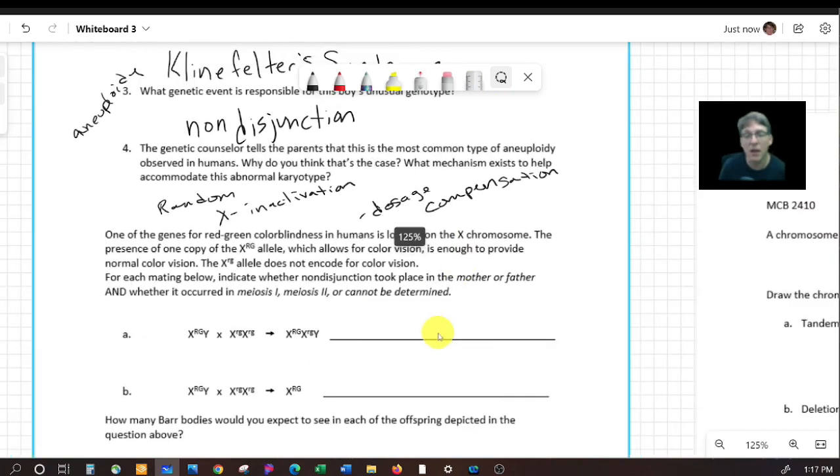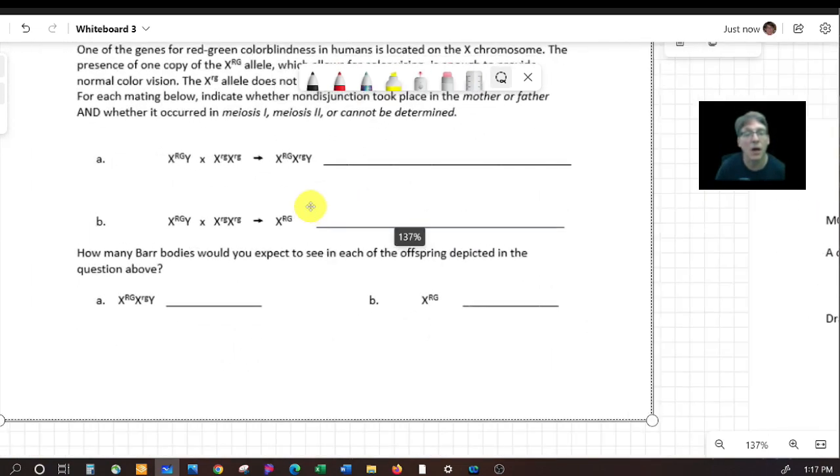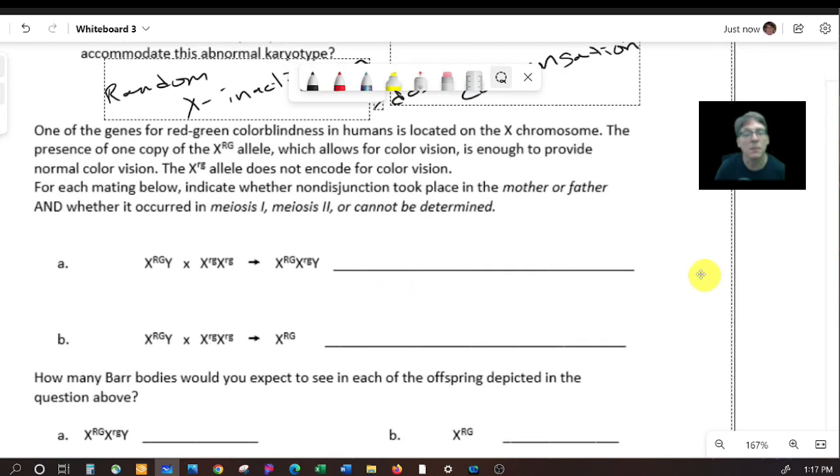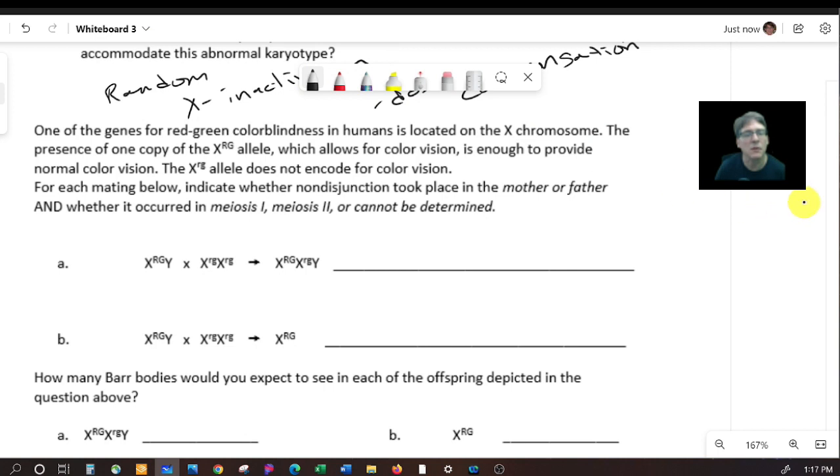All right. Now the next question we need to can sometimes be a little confusing, and people often struggle with trying to understand how this question works. And so here we have a situation where we're given the genotypes of parents. We're given the genotypes of an aneuploid offspring. And what the question is asking is where did the non-disjunction event occur?